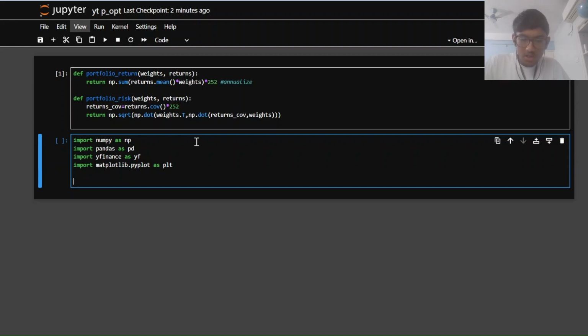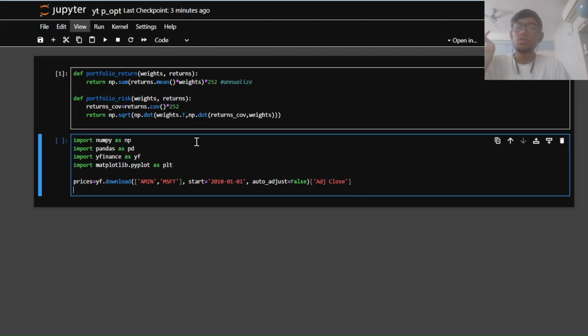And let us download Apple's and Microsoft's price. So not Apple, Amazon. Let's take Amazon, MSFT. Right. Let's start from all the way back, 2010-01-01, and let's set auto_adjust to be false, and then call the adjusted close price.